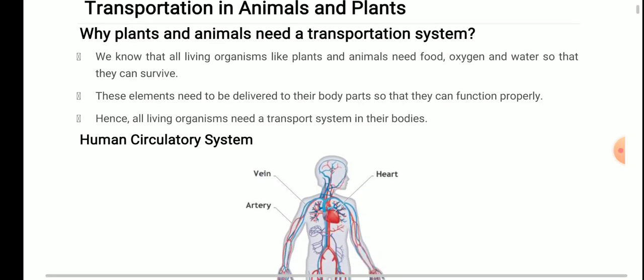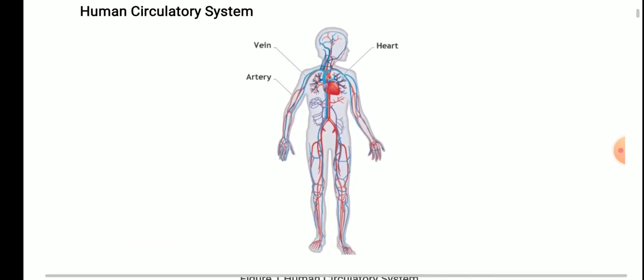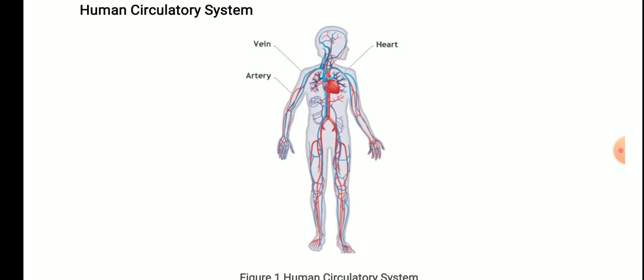let's start with the human circulatory system. You can see the diagram of the human circulatory system. The blood vessels all around the body, with a heart which pumps blood, and there are two types of blood vessels, the veins and the arteries. Okay, you already know that the arteries carry pure blood, or oxygenated blood, and the veins carry deoxygenated, that is the impure blood.